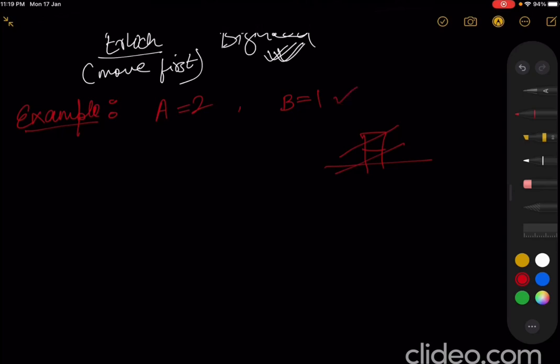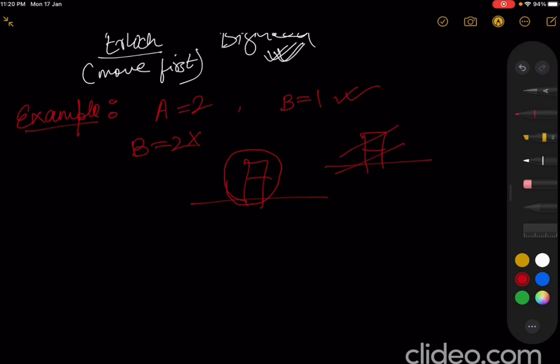So B is equal to 1 is a possible value of our answer which can guarantee the victory of the second player. Similarly, B is equal to 2. If B is equal to 2, then the first player will simply remove all the coins from this pile. After that the second player will be left with no coins, and so the second player will lose. So B is equal to 2 is not allowed.